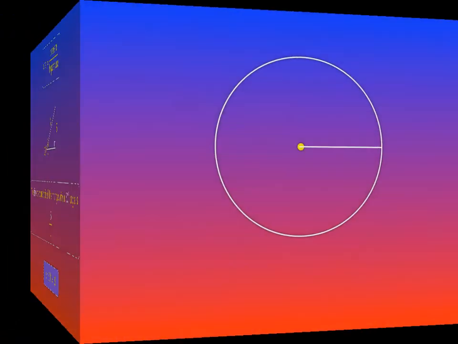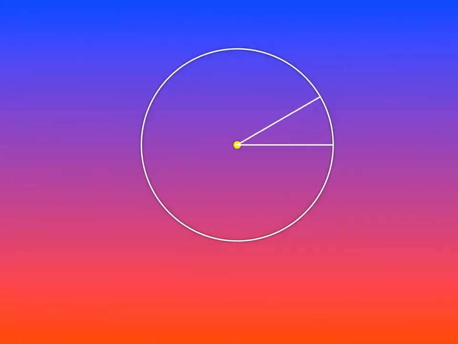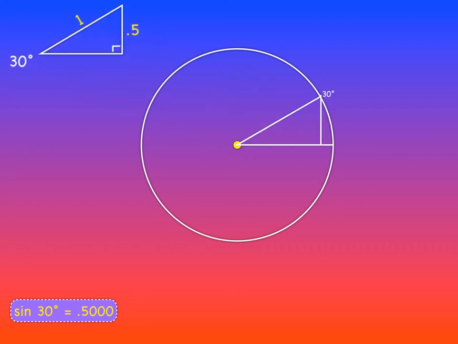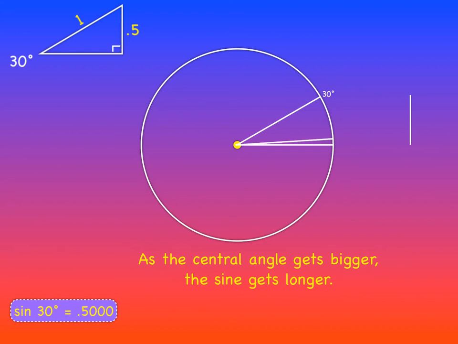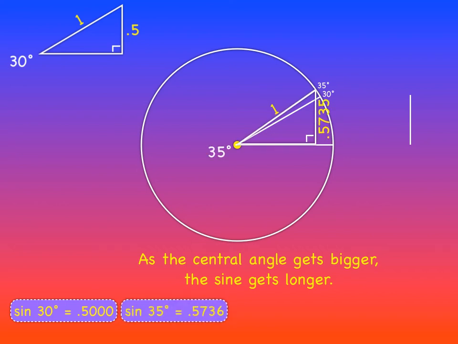Now let's look at some other examples. We'll lead off with 30 degrees. We have a 0.5 to 1 sine ratio. Now, as the central angle gets bigger, we've rotated the radius now to 35 degrees, well, the sine is going to get longer. You can see this sine is, instead of 0.5, it's 0.5736, getting a little bit longer.